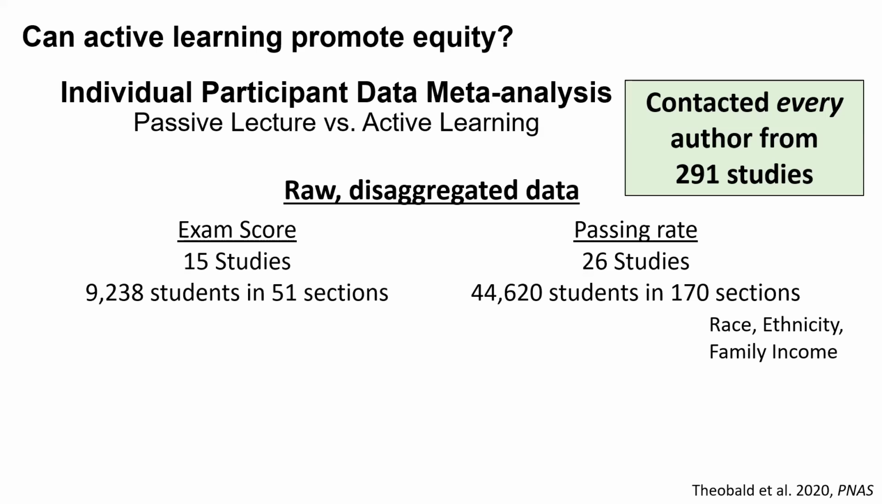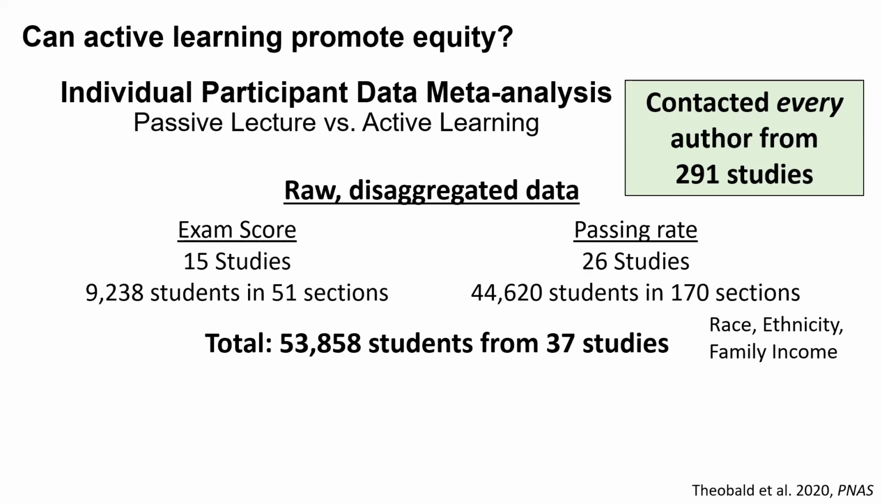Okay, so disaggregated data is, in total, we have almost 54,000 students in this data set from 37 total studies. This feels really good to me from a statistical standpoint. However, it's notable that fewer than 14% of studies that we contacted contributed data to this, and the vast majority of the reason why folks didn't is they said they didn't disaggregate their data. And that is a huge problem.